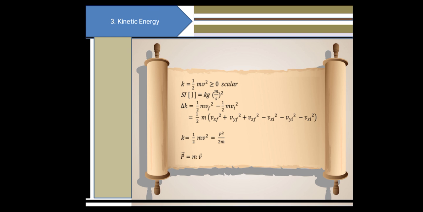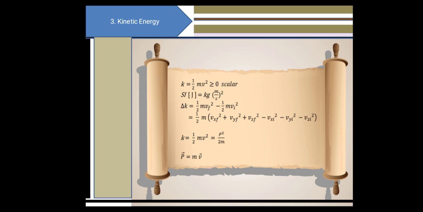Kinetic energy. The kinetic energy K is equal to half m v squared. This is a scalar quantity, independent of position. The unit of kinetic energy is the joule, derived from kilogram meter squared per second squared. Suppose we have an object at rest and it accelerates to a certain speed, so the object experiences a change in kinetic energy. The change in kinetic energy is equal to half m vf squared minus half m va squared.